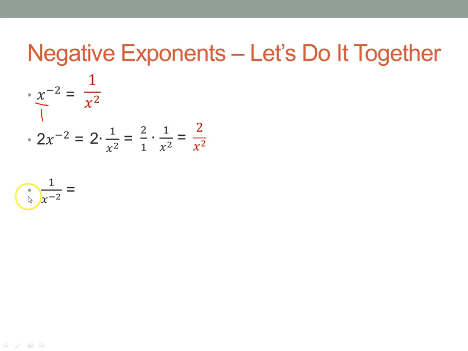Let's do another. So now we have 1 over x to the negative 2. So we have a negative exponent in our denominator. Well, we're going to do the same thing we've always done. We're going to take the reciprocal of this, which means we flip the numerator and the denominator, and then we're going to change the power to its opposite. So I would flip this, and I'd get x squared. This could be x squared over 1, but anything over 1 is itself. So that's just simply x squared.